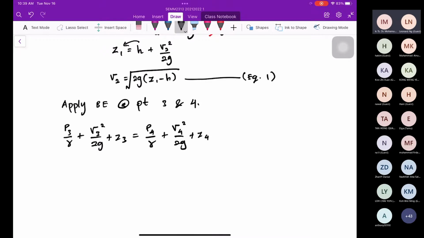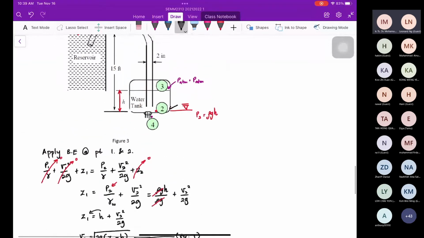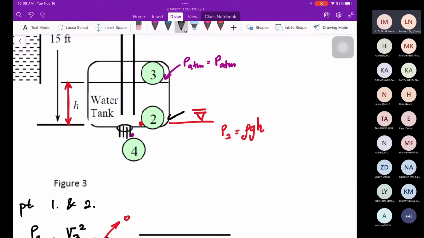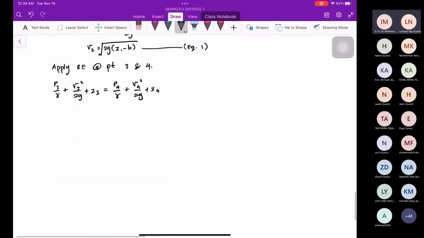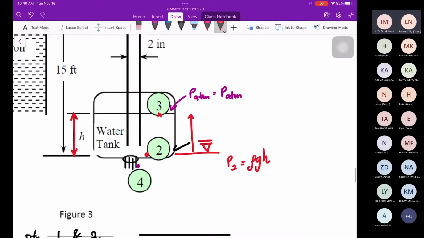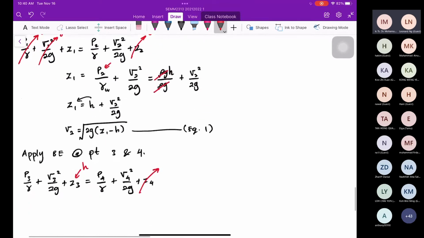You can see that Z4 is also nearly at the reference line, so we can cancel Z4, because Z4 is at the reference line. And then Z3. Where is the Z3? The Z3 from here to 3 is H. So Z3 is equal to H. And then P3 is equal to 0.